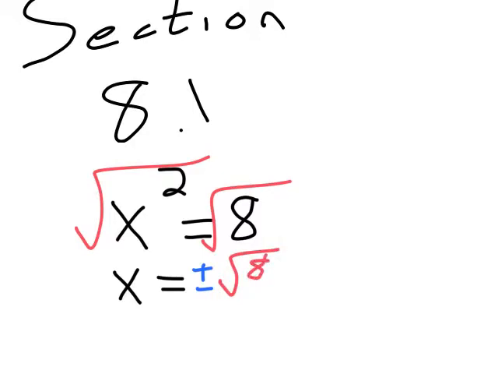Because if you put a negative square root of 8 into this equation, negative square root of 8 times negative square root of 8 would give you a positive 8, because a negative times a negative makes a positive. So basically, anytime you take a square root to cancel out a square, put that plus or minus symbol to show that it could be a positive of this, or it could be a negative of this.